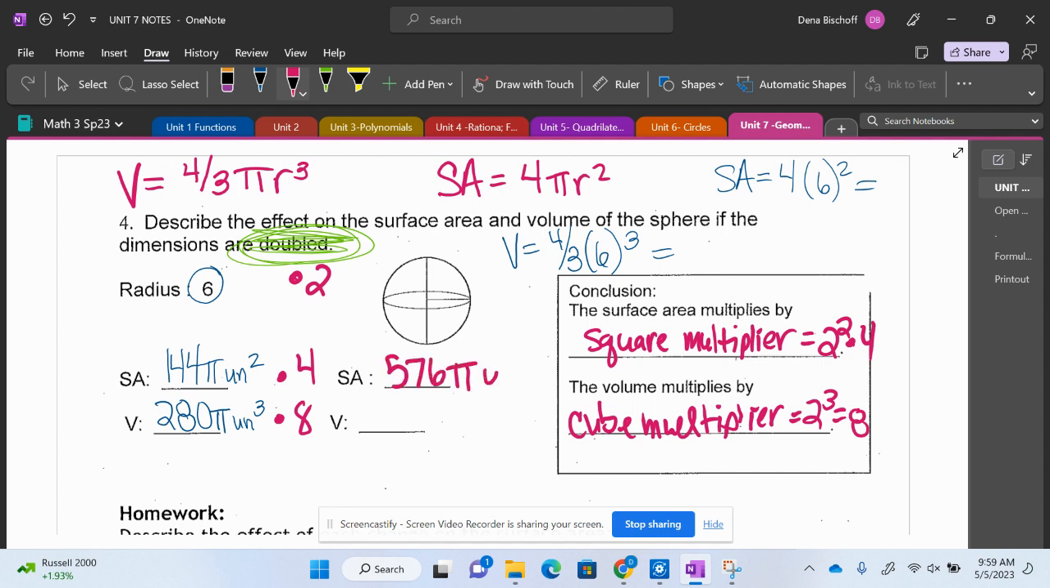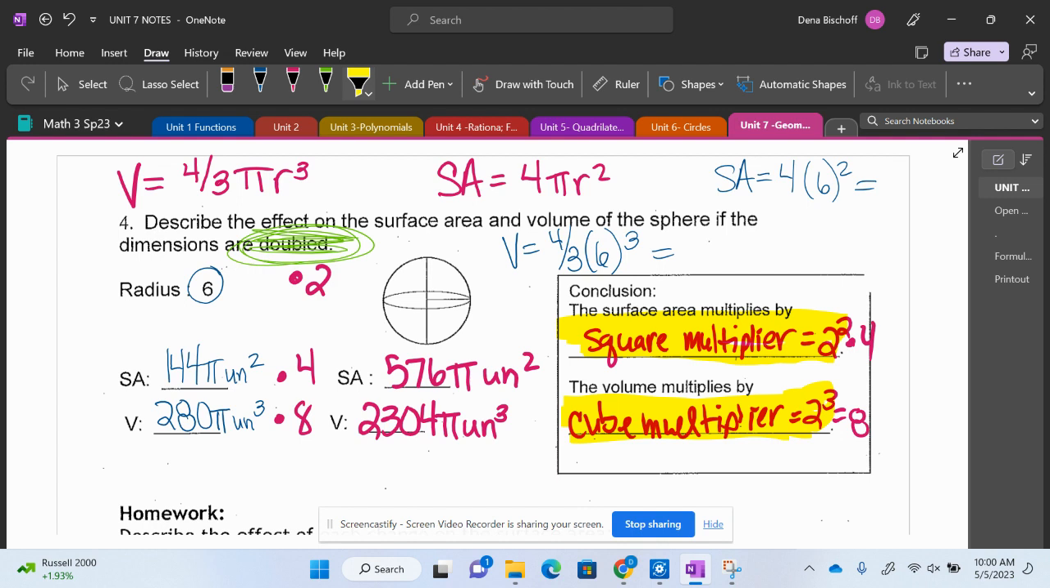576 pi units squared. Thank you for that. And my volume? 2304 pi units cubed. What's the biggest takeaway from this lesson? When you want to change the dimensions, I don't care if you're making them bigger or smaller, you square the multiplier for surface area and you cube the multiplier for volume. That's it. That's all you do. I wish someone would have told me that when I was younger because it took me a long time to figure that out.